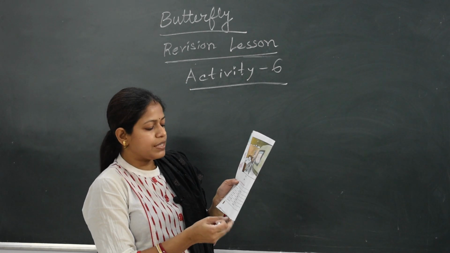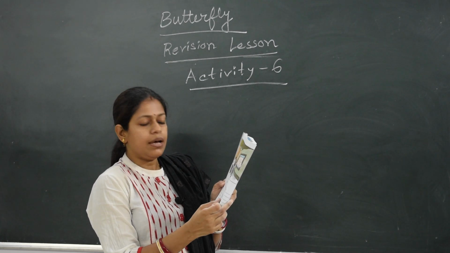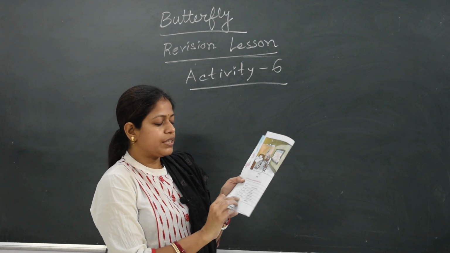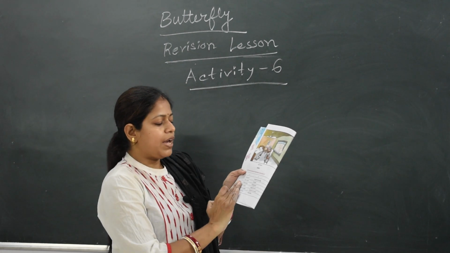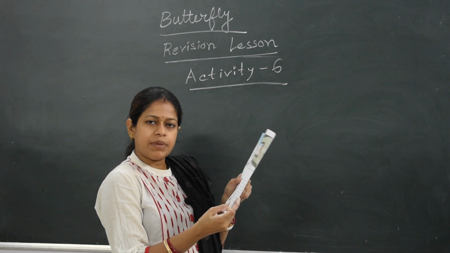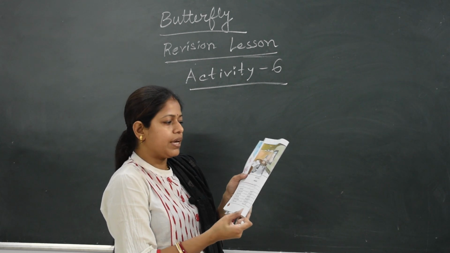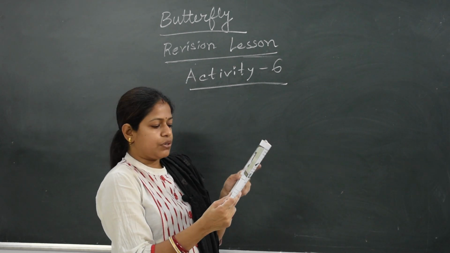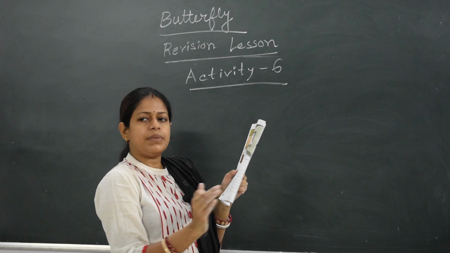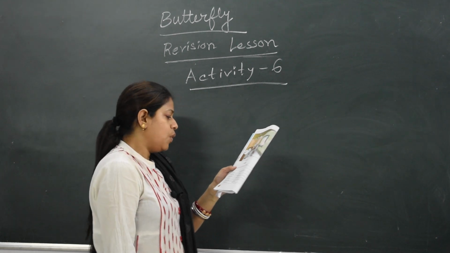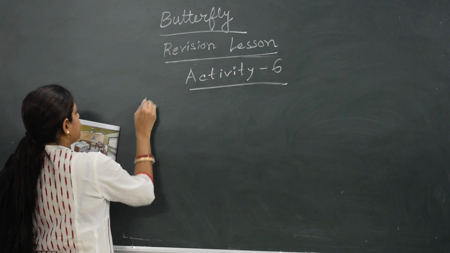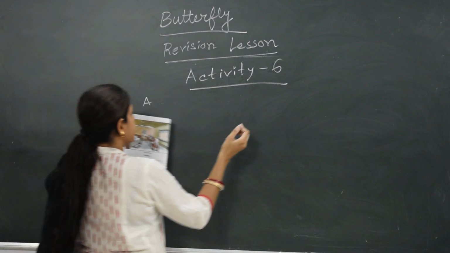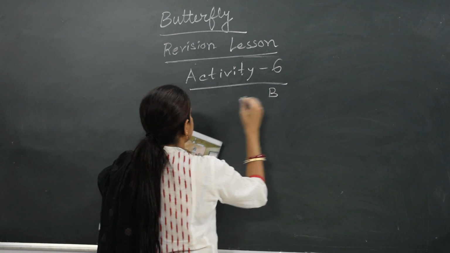Below this picture we can see there is a matching table. Okay, there are two columns, column A and column B. We have to arrange them and make proper sentences. According to the picture, we see the picture and make proper sentences. So, making the columns, column A and column B.